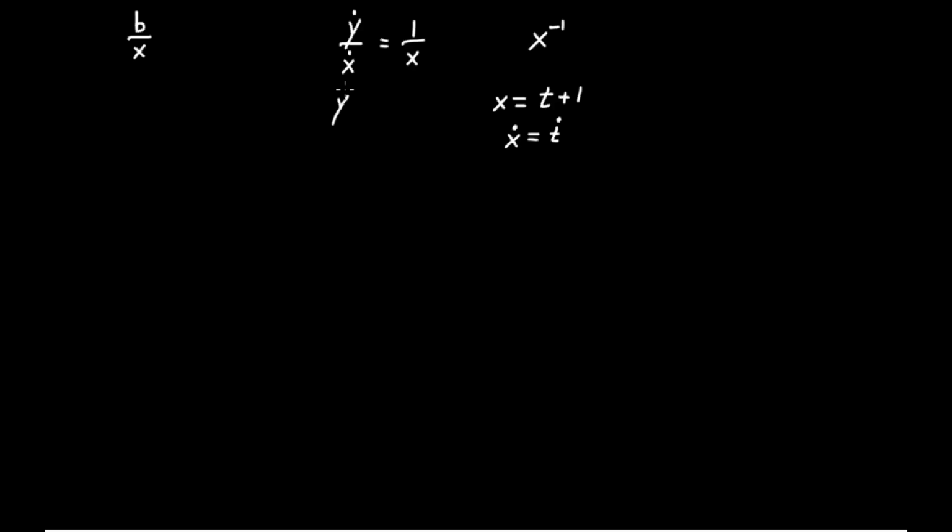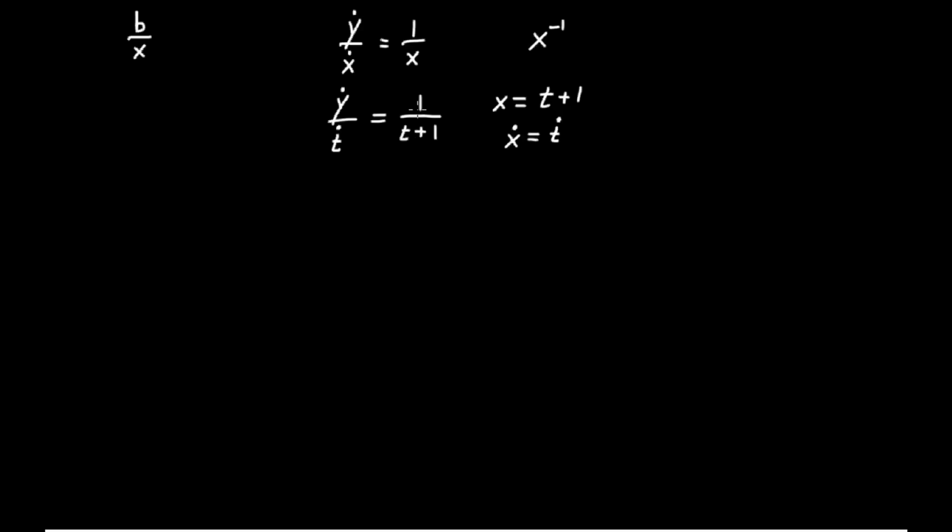On the left-hand side, I still have y dot divided by, instead of x dot, t dot, because x dot is equal to t dot. And then on the right-hand side, I'm going to have 1 over x, which is equal to t plus 1. So I'll write that in there, 1 over t plus 1. And the whole point of doing this, if we go back to the very first video in this series, is that I know how to expand out something that looks like this in a power series fashion.